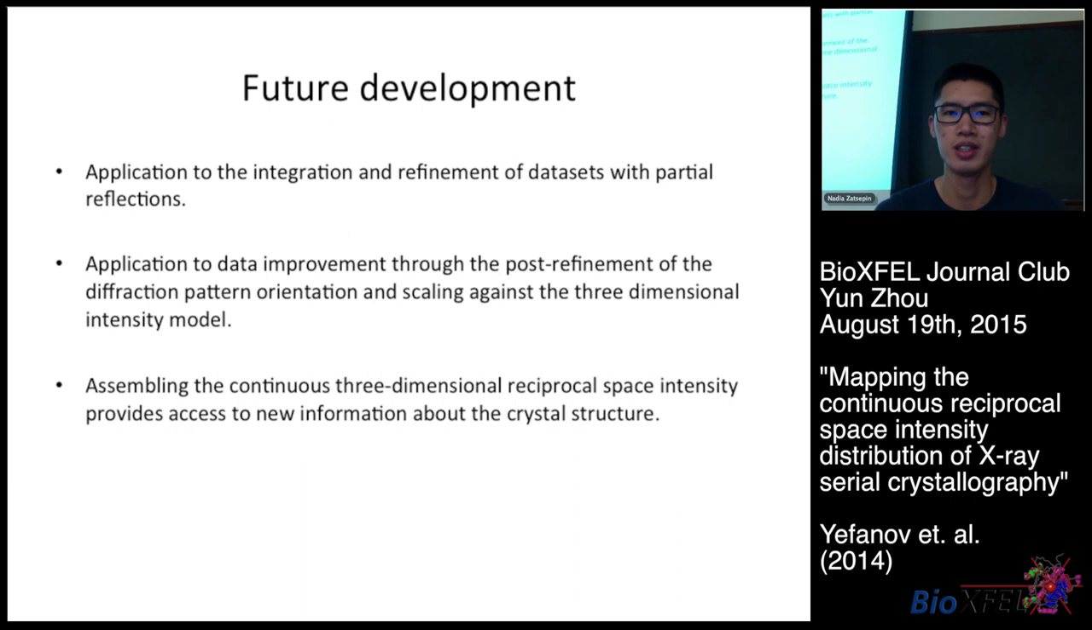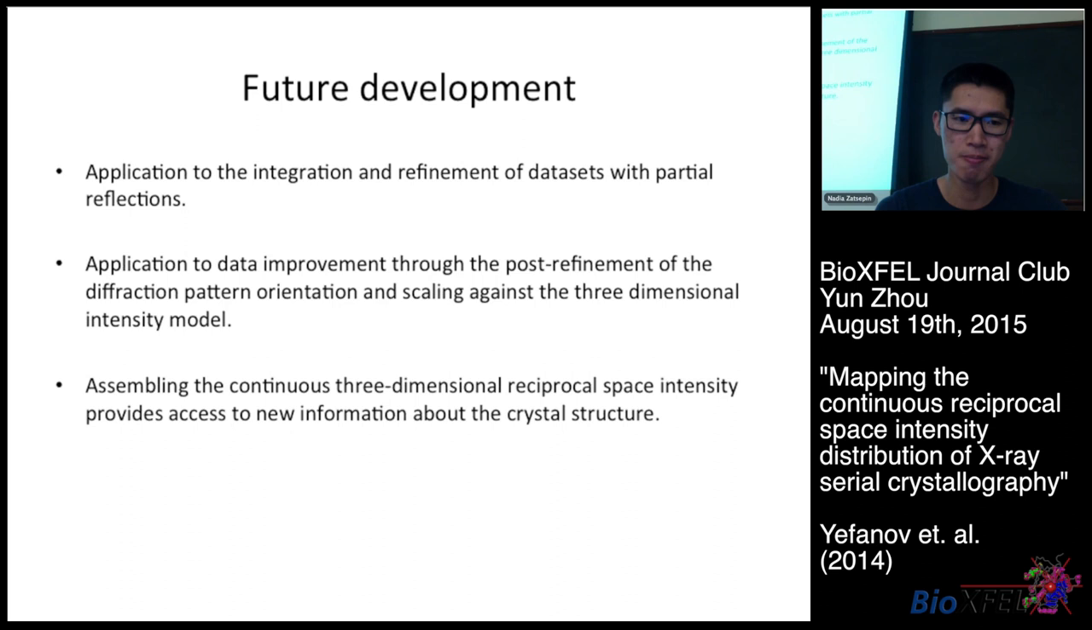The second point mentioned in the paper is that they can do data improvement through the post-refinement of the diffraction pattern orientation and the scaling against a three-dimensional intensity model. So they start from the model and they can refine again to optimize the orientation.